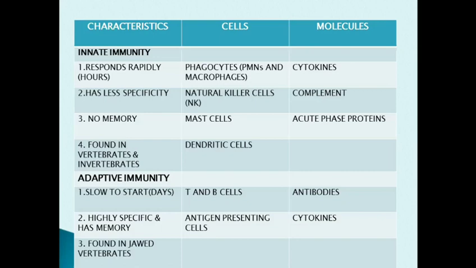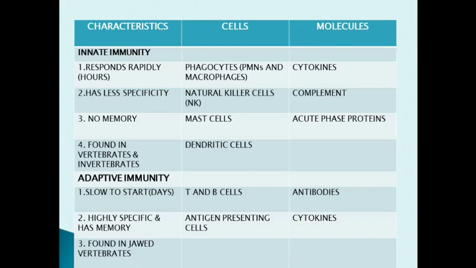Then adaptive immunity. Adaptive immunity, as I have already mentioned, is slow to start because until and unless there is antigenic challenge, it doesn't come into action. So it takes days. It's highly specific, it has memory, and it is found in jawed vertebrates. Now the cells of adaptive immunity are T and B lymphocytes and antigen presenting cells, and molecules are antibodies and cytokines. Have you noticed something? Cytokines were a part of innate immunity, as well as a part of adaptive immunity.